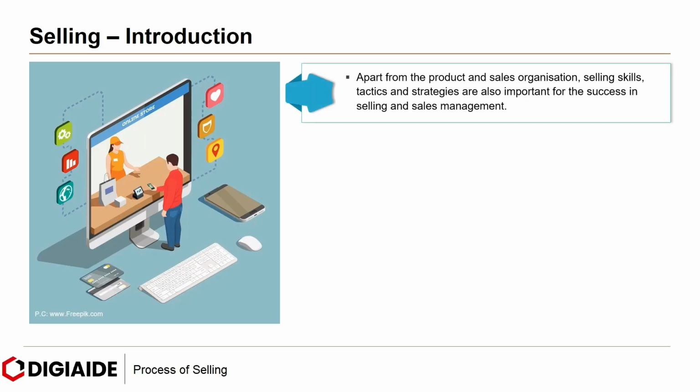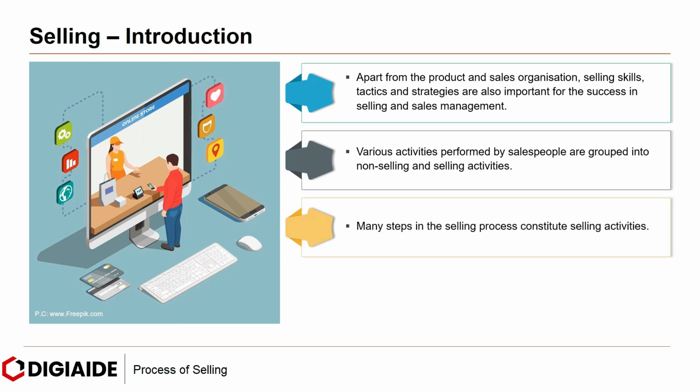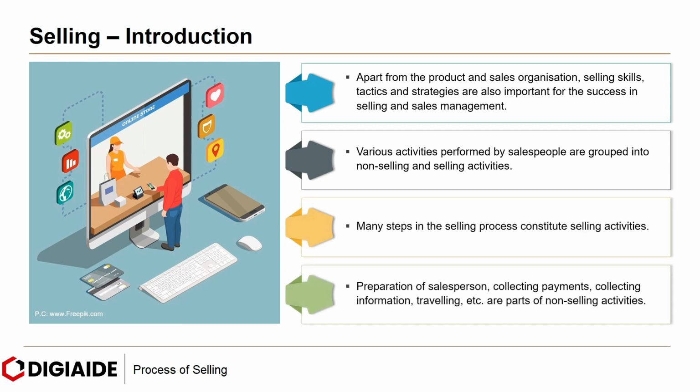Apart from the product and sales organization, selling skills, tactics, and strategies are also important for the success in selling and sales management. Various activities performed by the salespeople are grouped into non-selling and selling activities. Many steps in the selling process constitute selling activities. Preparation of salesperson, collecting payments, collecting information, traveling, etc. are part of non-selling activities.